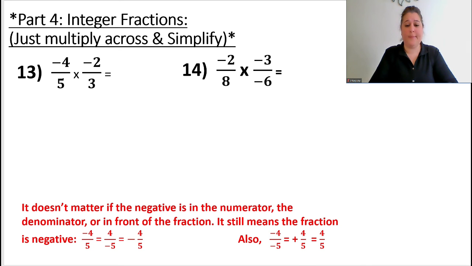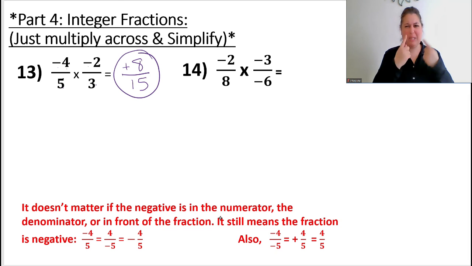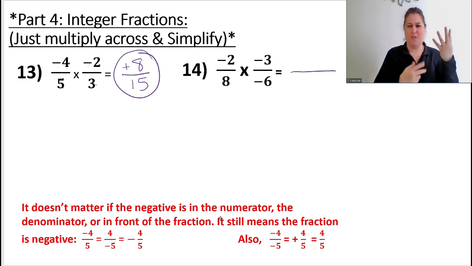Okay, so what if I have fractions, and what happens with all these negatives if I'm multiplying fractions with negatives? Well, just multiply across and simplify. Look, what's 4 times 2? 8. What's a negative times a negative? Positive. What's 5 times 3? 15. There we go. Okay, just do it in steps.